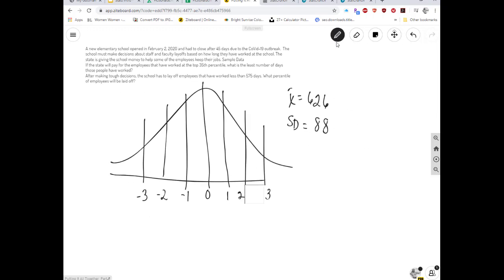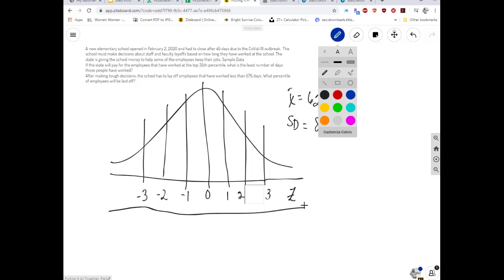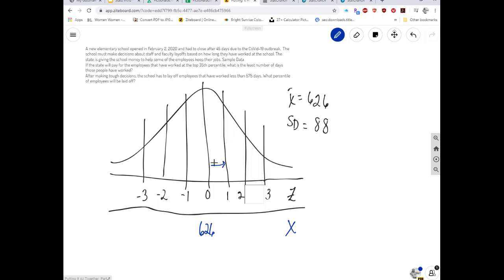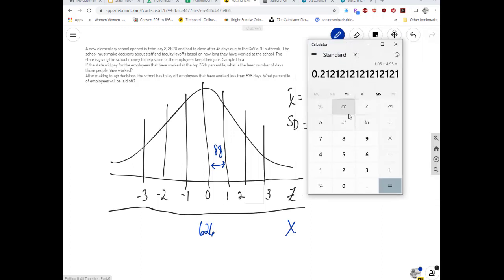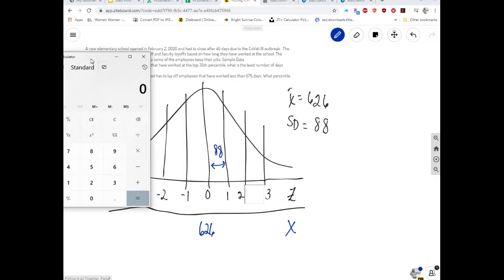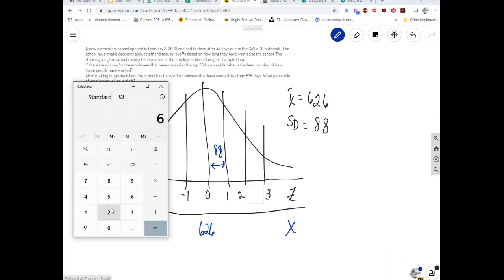Okay, so I'm going to go ahead and start filling in the rest of this. These were my z-scores that I just put in there. So I'm going to write my raw scores underneath. This is 626. This distance is 88. And let me get my calculator and we'll start calculating some of this out. So here's my calculator. I'm going to clear it. Put it over here. I've got 626 plus 88 equals 714.